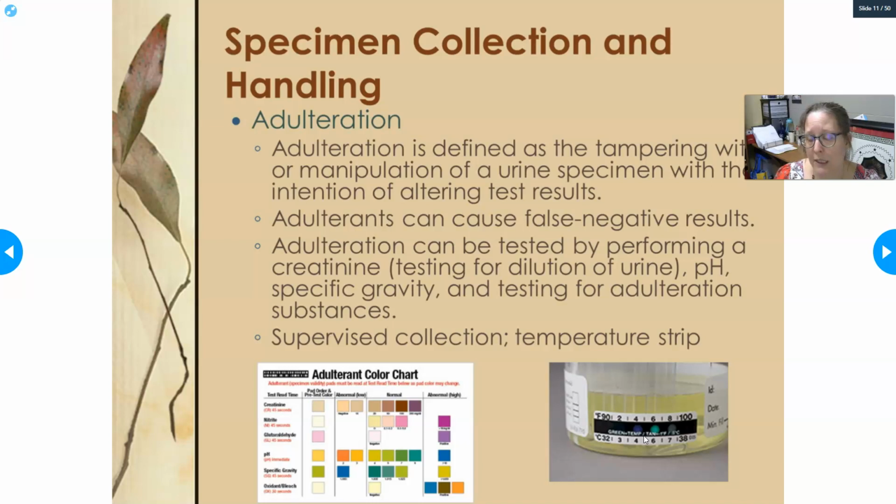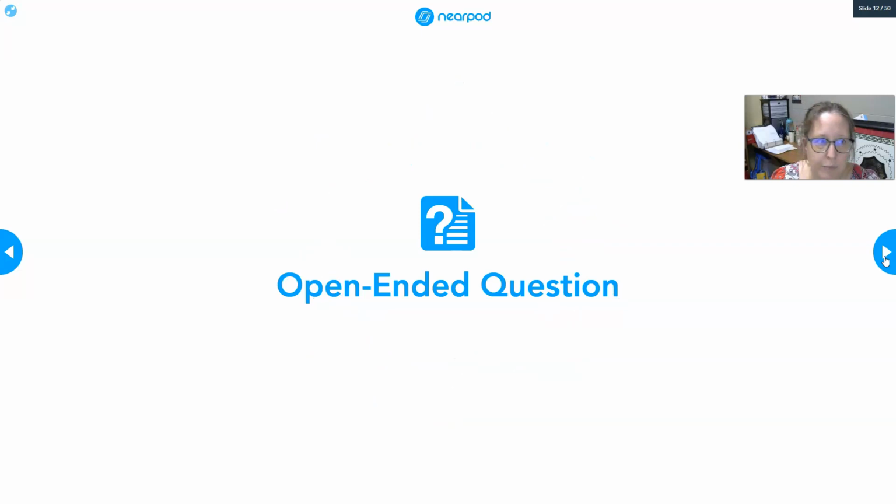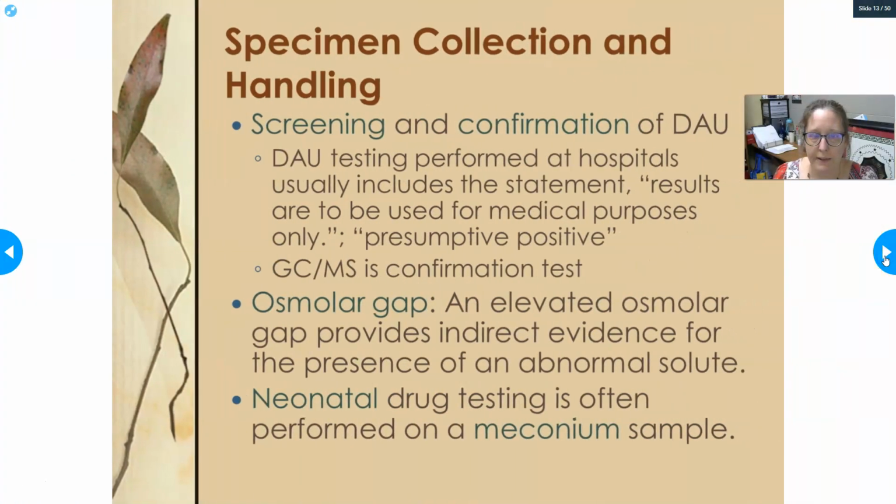But some people can be quite slick. They can take a urine sample from somebody they know is going to test negative, tuck it away in a bag or something close to their body to get it nice and warm at body temperature, and then put it into the cup to pass it as their own. So there are a lot of creative ways people use to get a negative drug screen when they really are positive. So again, list a way a urine specimen for drug testing can be adulterated or modified.